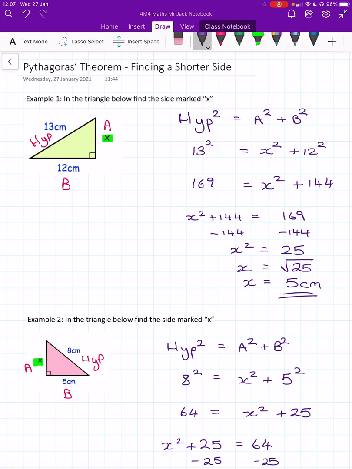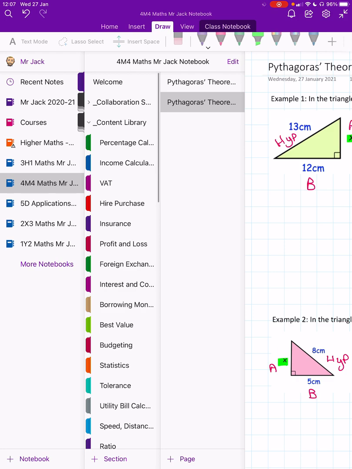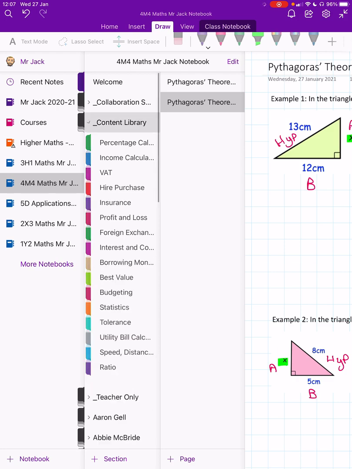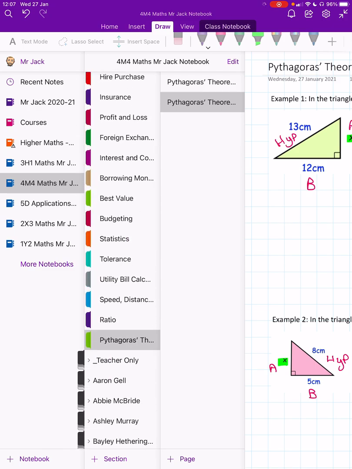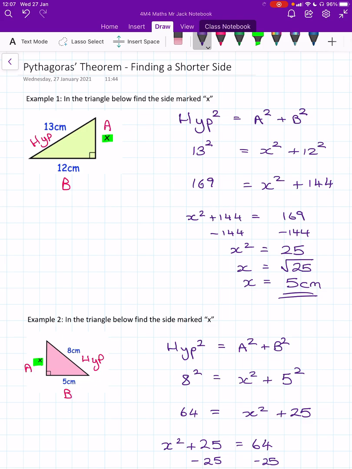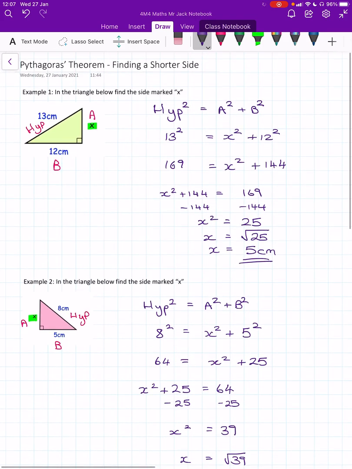Remember, you can access these solutions as they are right now by going into your class notebook, which is a link at the top, and then into your content library, which is here, and then all the way down to Pythagoras Theorem at the bottom, and then it's actually the second page, and you'll be able to see these. Okay, so you've got access to these solutions all the time, not just through the video.